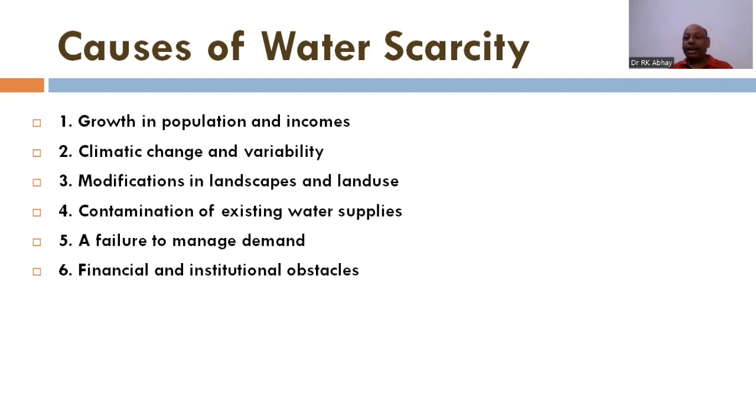We are doing lots of land use and land cover changes. More and more concretization is going on. And these urban areas and industrial use of water are creating lots of burden on the water resources. Huge amounts of domestic effluents, industrial effluents, chemical effluents, medical effluents are contaminating the existing water resources. And therefore, we are experiencing a failure that we are not able to manage water resources.